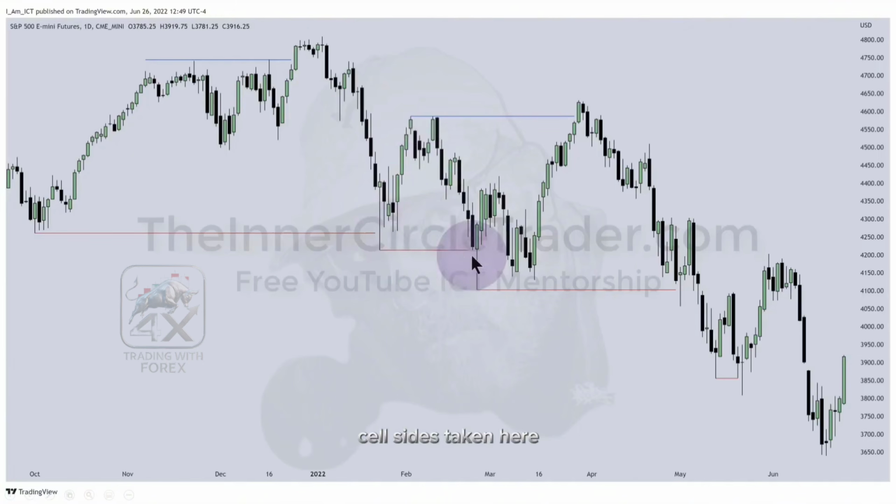Sell side's taken here. So once it has taken the sell side here, what's the market likely to do? Revert back to buy side. Even though it's bearish, where's the buy side? Like a neon sign, relative equal highs. Bumps up to it, then does what?